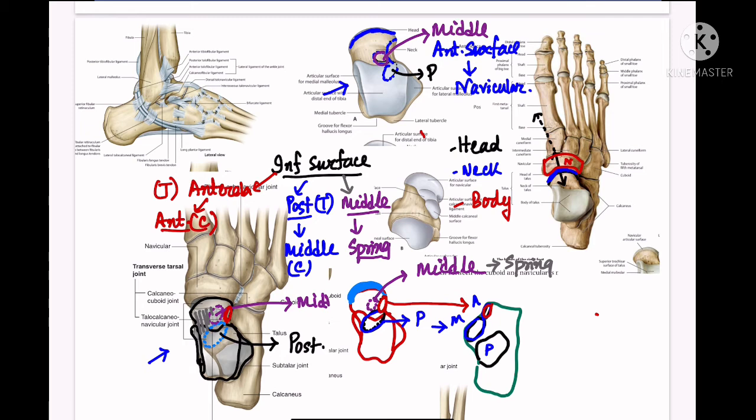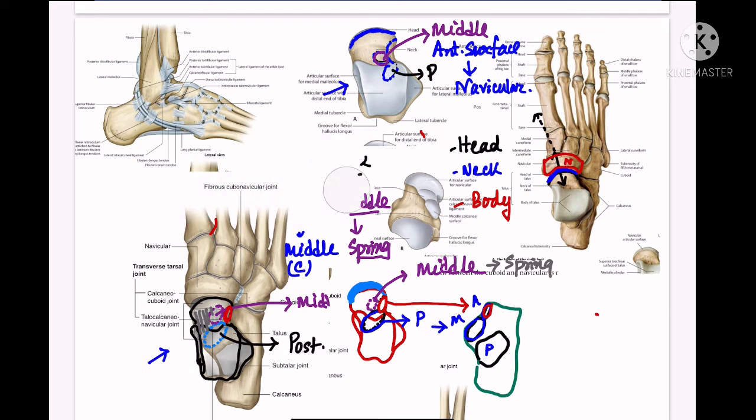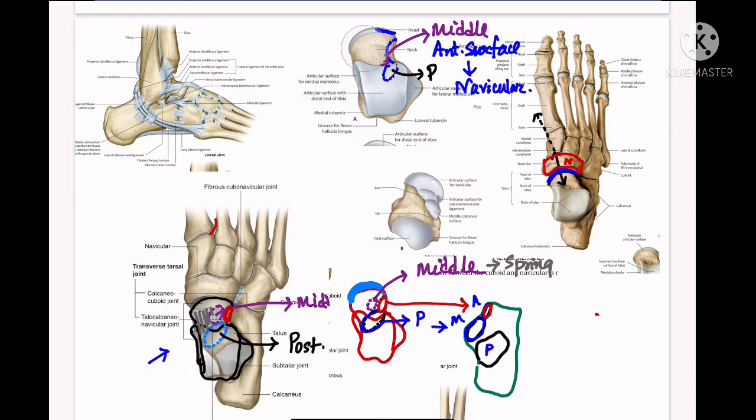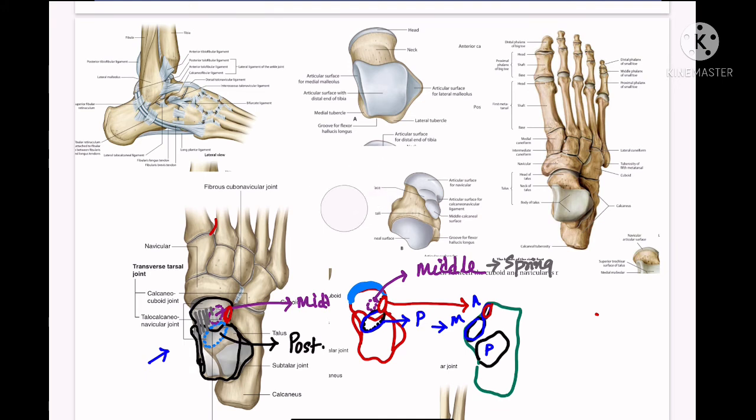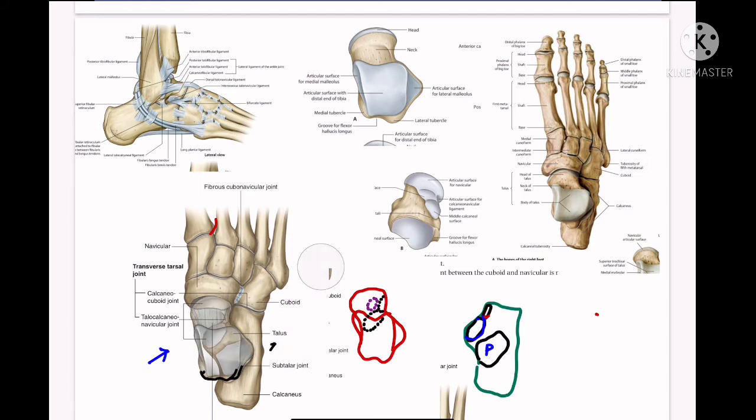Now we talk about the neck of the talus after clearing the diagram. So what about the neck of the talus? The neck is a constriction between the head and the body. So where is the neck? The neck is between the head and the body. This is the neck, N. Neck of the talus.